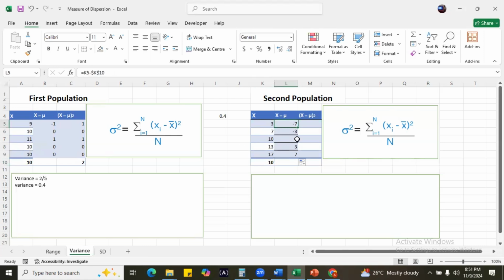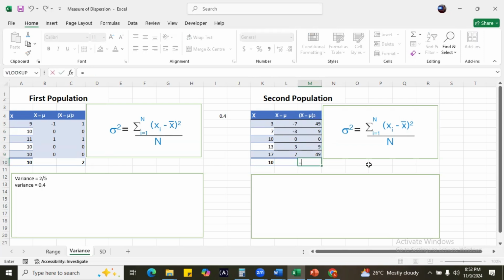10 minus 10 is 0. 13 minus 10 is 3. 17 minus 10 is a positive 7. So let us calculate the square of these. The square of 7 is 49. We also calculate the square of 3, and when we drag this down, it gives us 9. I want to clarify that you don't maintain the negative 7 when squaring. You just take it as 7, okay?